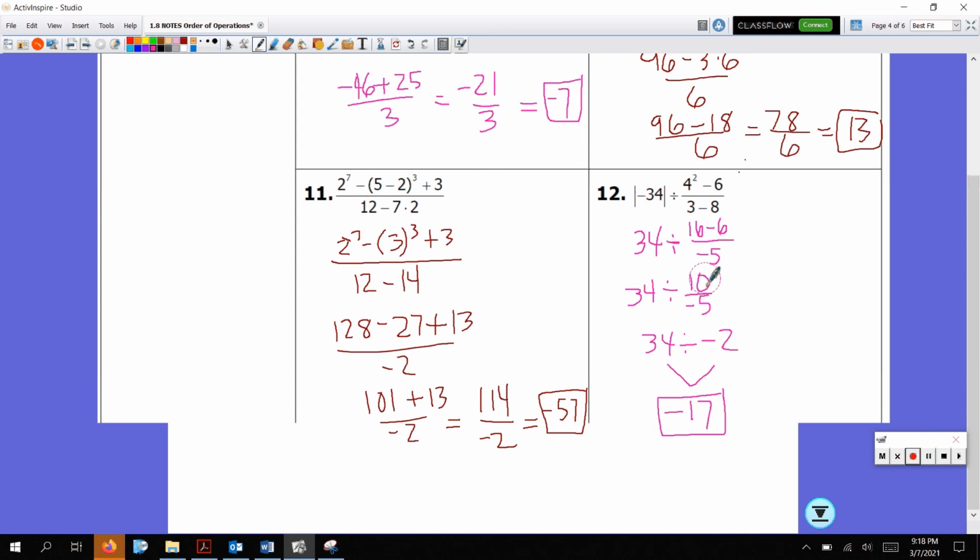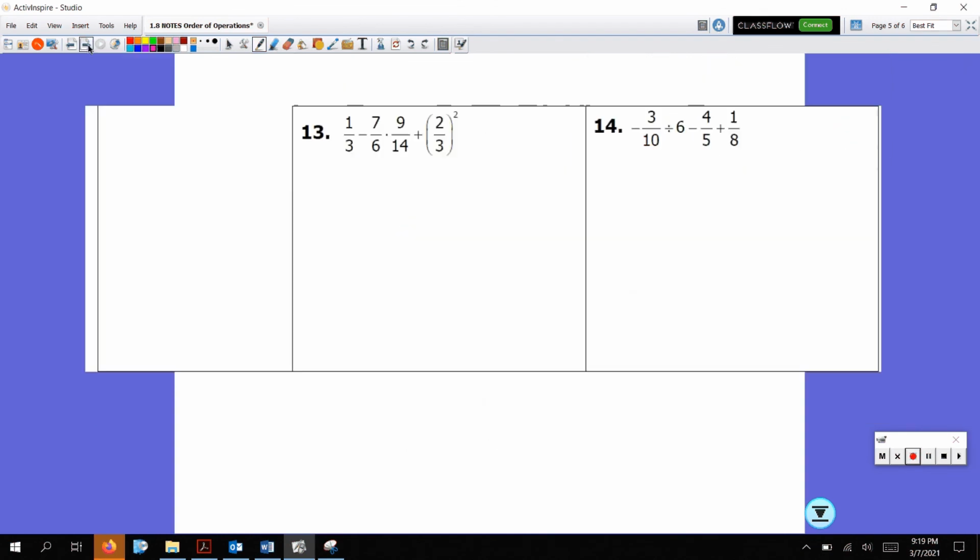Sometimes you have to reduce before you can divide. This divide comes first because I cannot divide 34 divided by 10 over negative 5. I guess you could put it in your calculator and maybe you will get negative 17, but just take it piece by piece until you can simplify it no further.